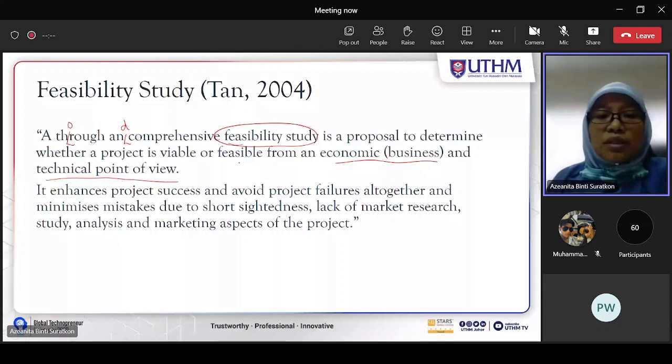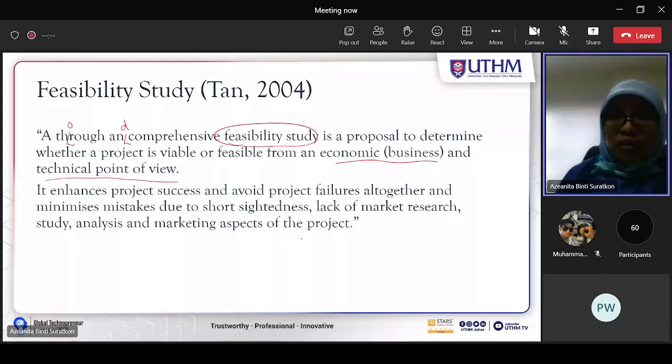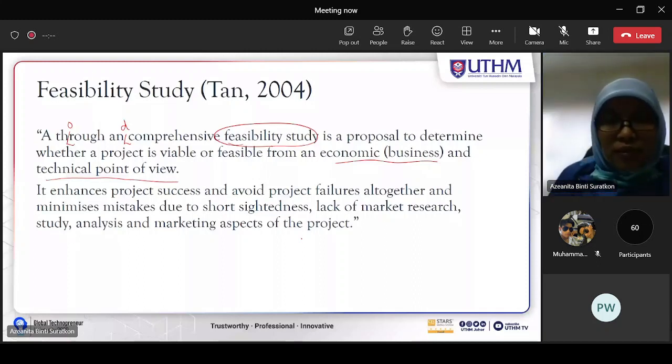Okay, it enhances project success and avoids project failures altogether and minimizes mistakes due to short-sightedness, lack of market research, study, analysis and marketing aspects of the projects. Okay, so this is feasibility study.